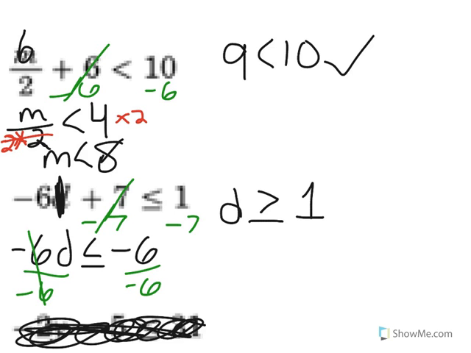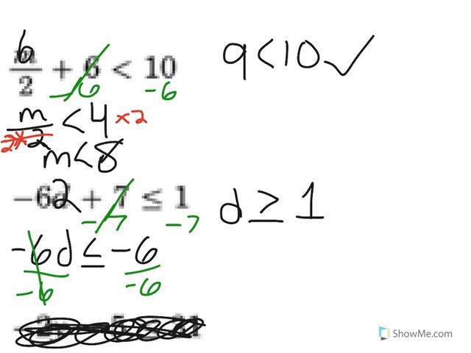Now, just to make sure we're not crazy, make sure we're on the right side of 1. If d is greater than 1, let's say 2, let's put a 2 there instead of a 1. If we put a 2 there, it's negative 6 times 2, which is negative 12. Negative 12 plus 7, that's going to give us negative 5. So then we would have negative 5 is less than or equal to 1. Well, hey, negative 5 is less than or equal to 1 because negative 5 is less than 1. So that would be true. So we're on the correct side of 1 is what I'm trying to tell you.